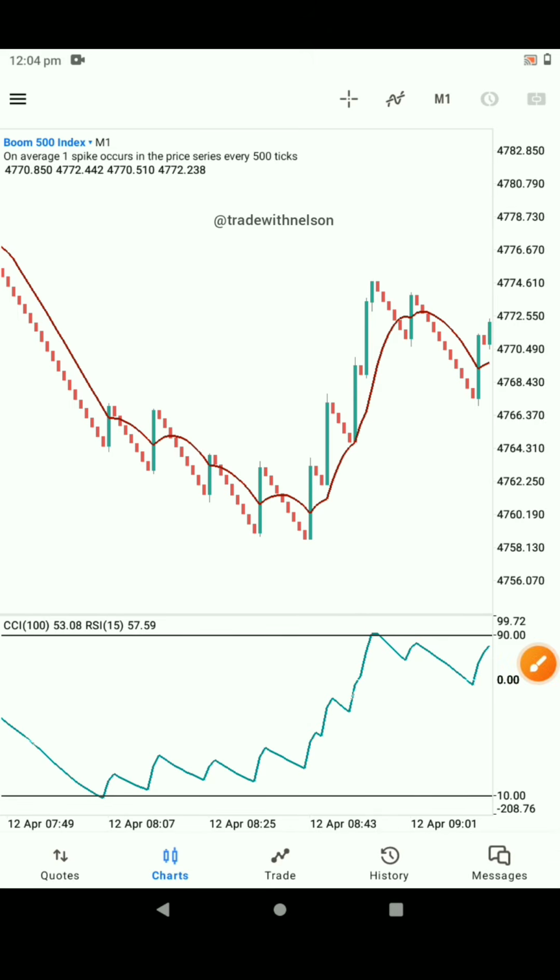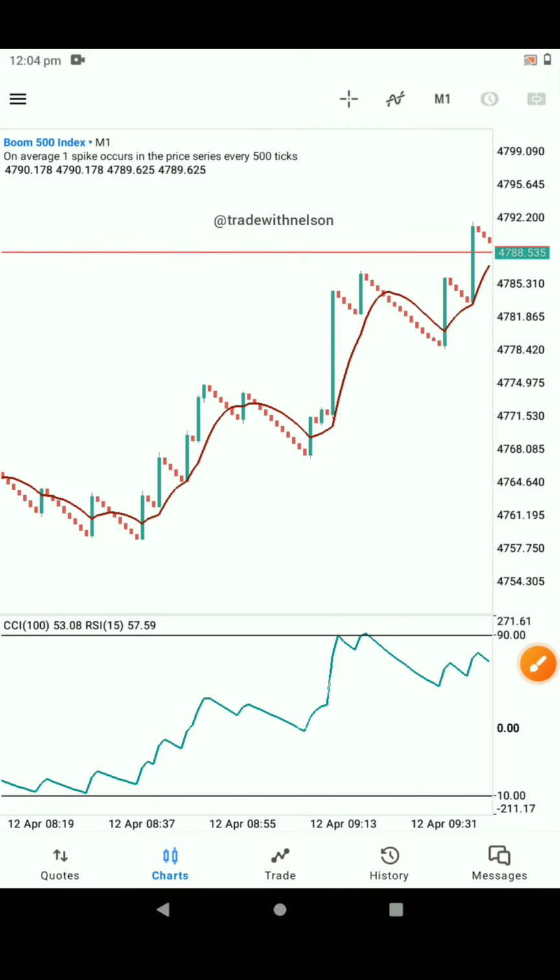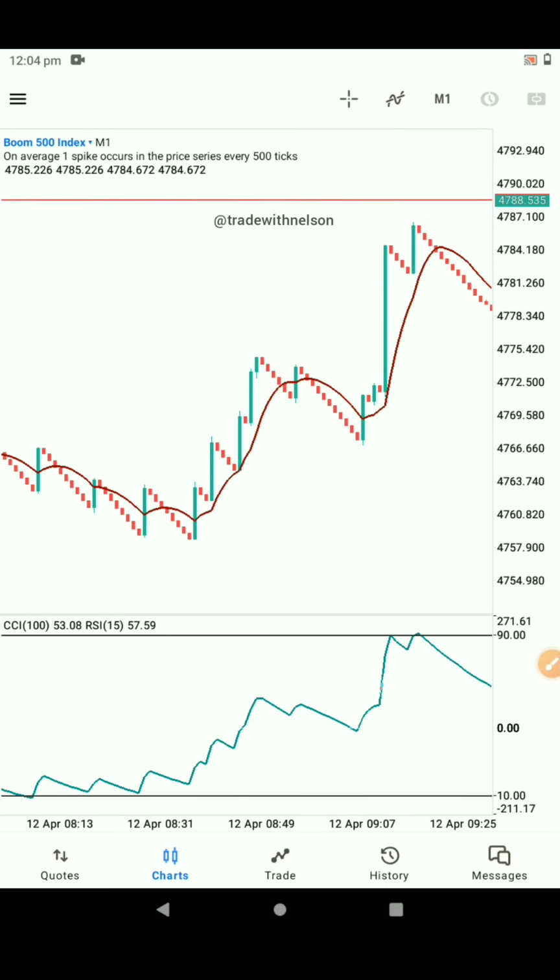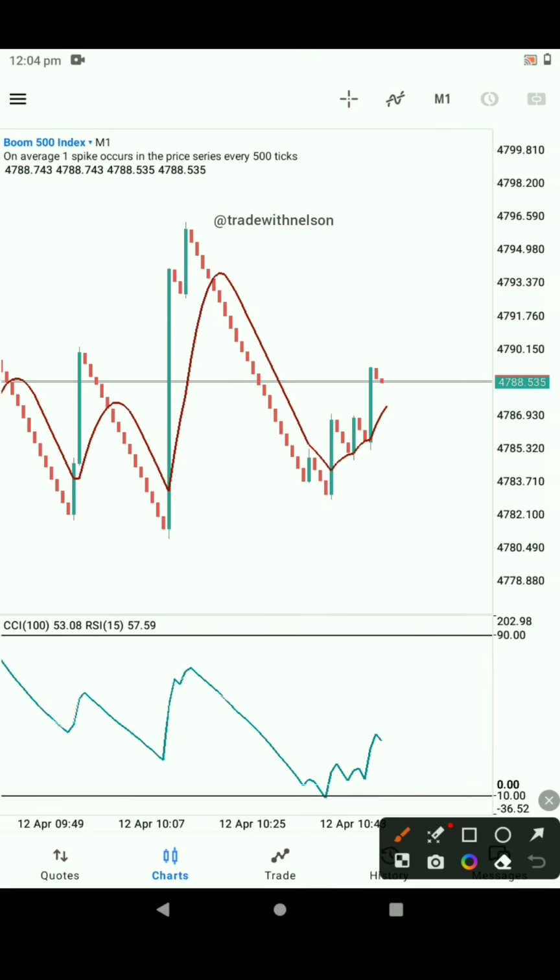Hope you understand the illustration that I have given. So let me show you more examples so that you will understand better. So over here, this is the current market. So this strategy is playing out currently.